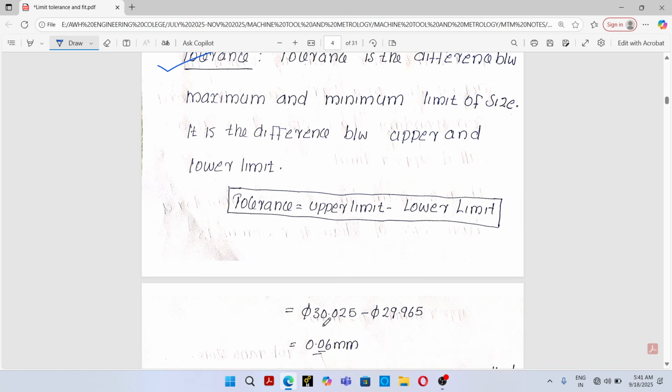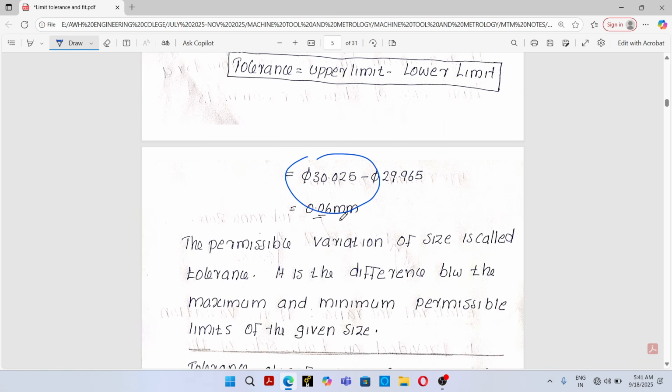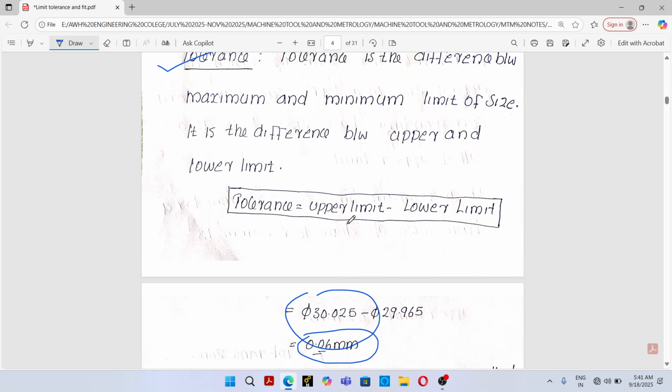So in this case upper limit is 30.025 and lower limit is 29.965. So the tolerance value is 0.06 mm. So tolerance is the difference between the upper limit and the lower limit.